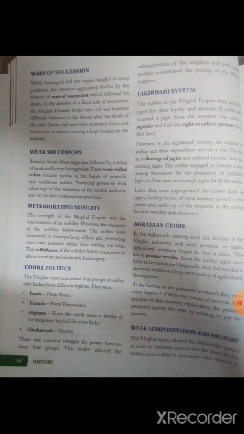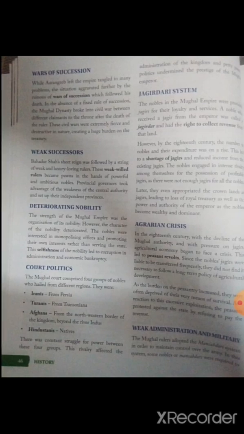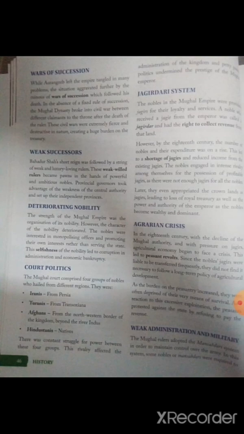Now the next cause given is court politics. The Mughal court comprised four groups of nobles who hailed from different regions. First, Iranis, who were from Persia. Then Turanis from Transylvania, then Afghans from the northwestern border of the kingdom beyond the river Indus, and fourth were Hindustanis, who were natives. So there was a constant struggle for power between these four groups.